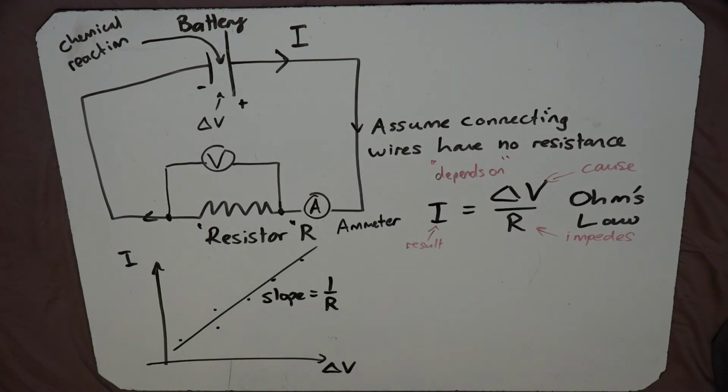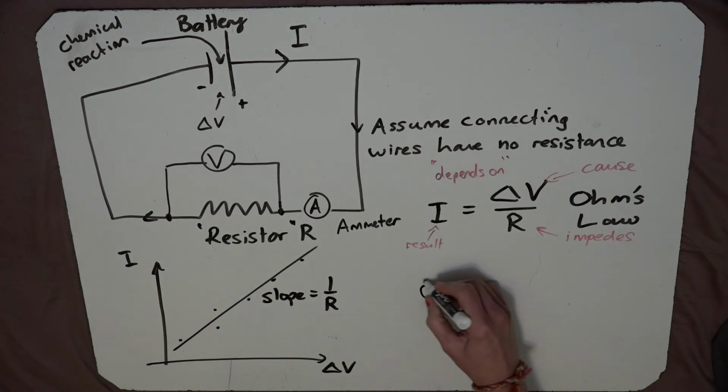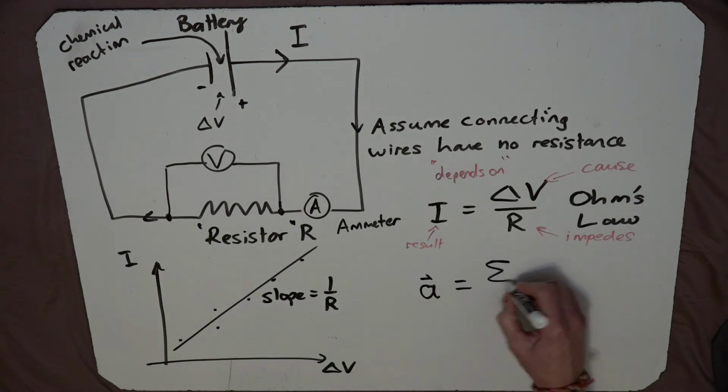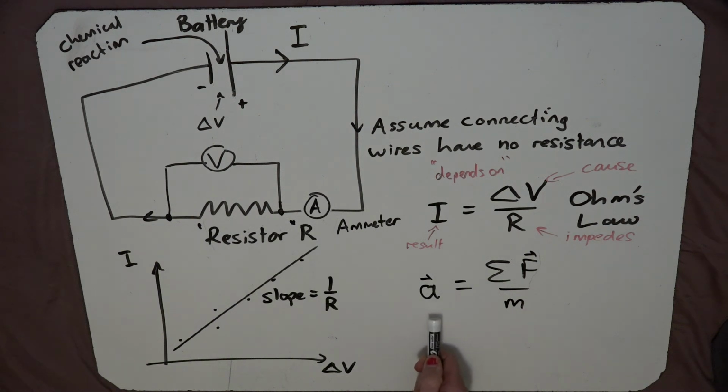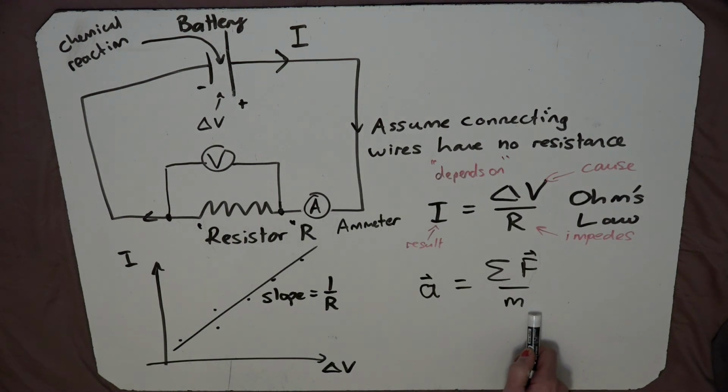The logic of this equation is completely analogous to Newton's second law. The acceleration is equal to the sum of the forces divided by the mass. And as you know, I like to write it this way around, again to show the basic dependency of the equation. The acceleration is caused by the force and impeded by the inertial mass of the object that you're trying to accelerate. In this way, Ohm's law is completely analogous to Newton's second law.